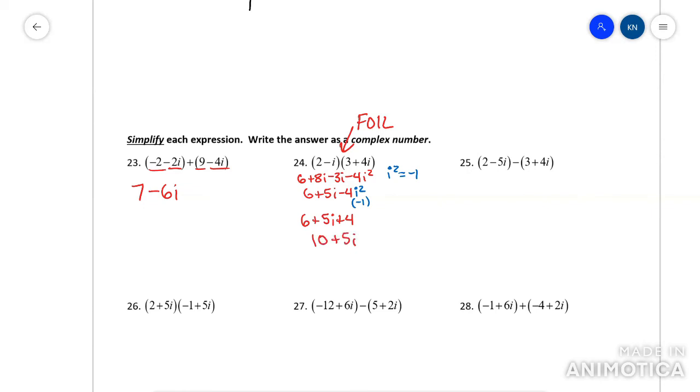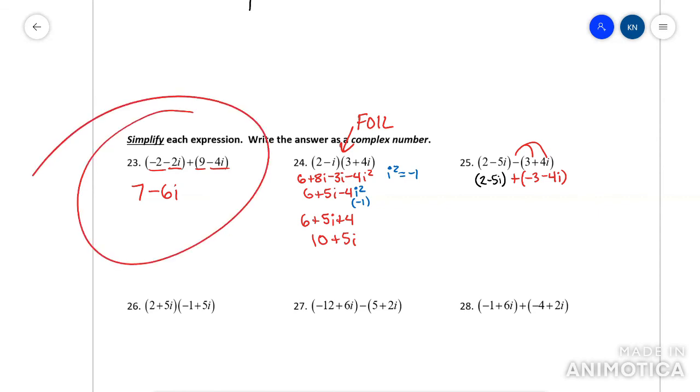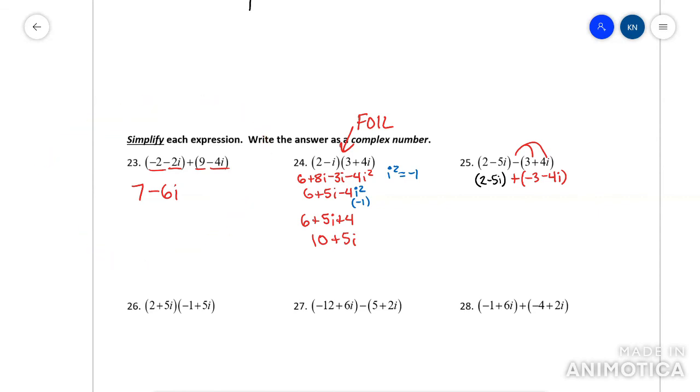The next one, when it's a minus in the middle, I personally distribute the minus. You don't have to, but I do. I distribute this to both of these things, which changes it to a plus, and it changes the sign of both of these things like that. So it's really like 2 minus 5i plus that. Now that it's a plus in the middle, it's just like number 23 over here, where I just combine like terms. So 2 plus -3 is -1. -5i plus -4i is -9i.